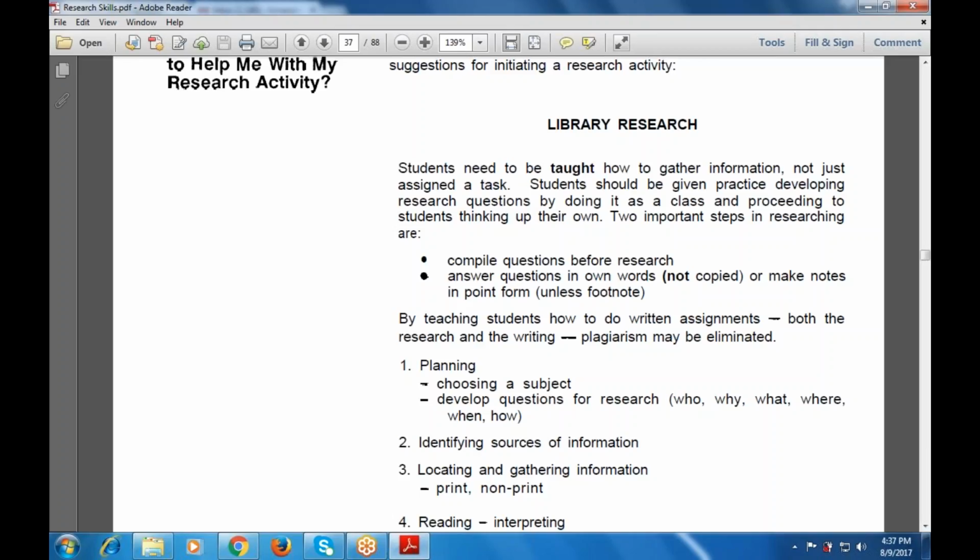By teaching students how to do written assignments, both the research and the writing, plagiarism will be eliminated. So when we do the written assignments, combining both the research activity and the writing purpose, it may be eliminated, maybe destroyed.